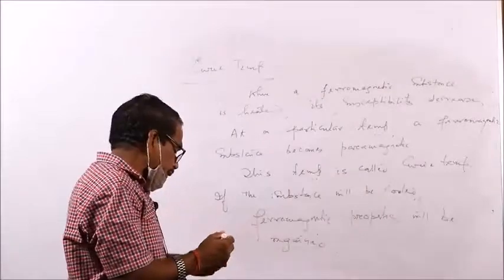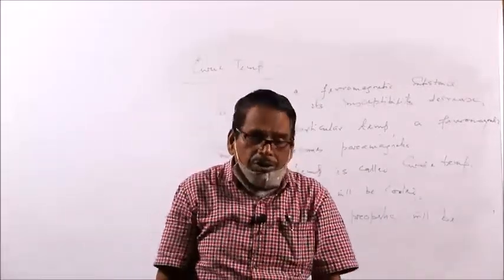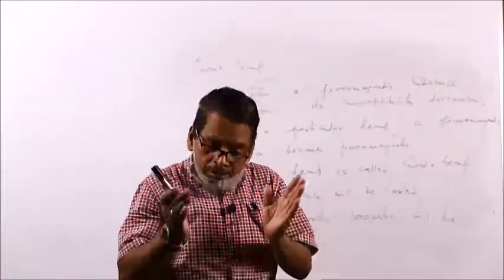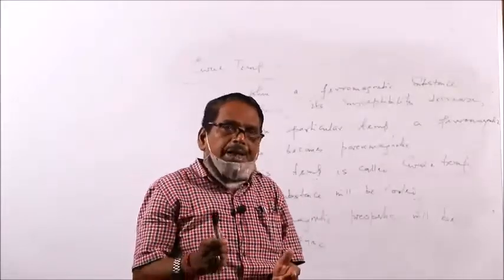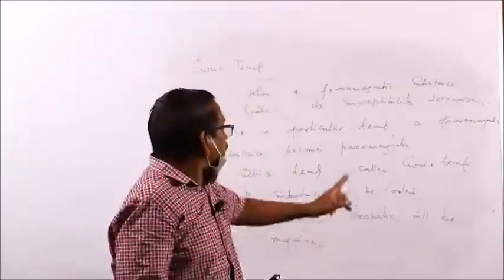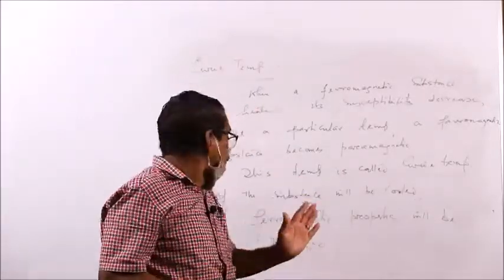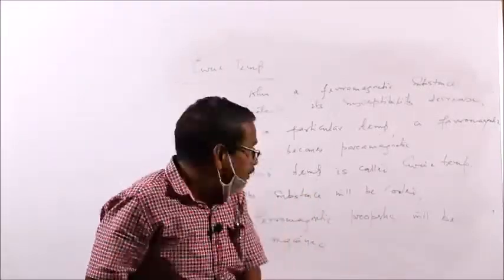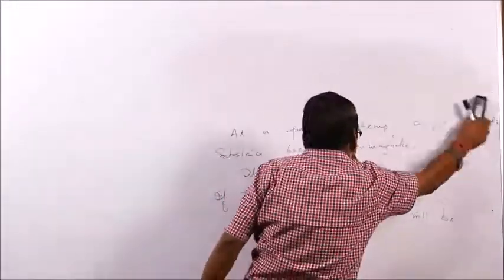So this is a very important thing. If the examination gets a question, what is the Curie temperature? Curie temperature is the temperature at which a ferromagnetic substance becomes paramagnetic, because if you heat a ferromagnetic substance, its susceptibility will decrease. At a particular temperature, it becomes paramagnetic. If you cool the substance, ferromagnetic properties will be regained again. So this is about your different magnetic substances and their properties.